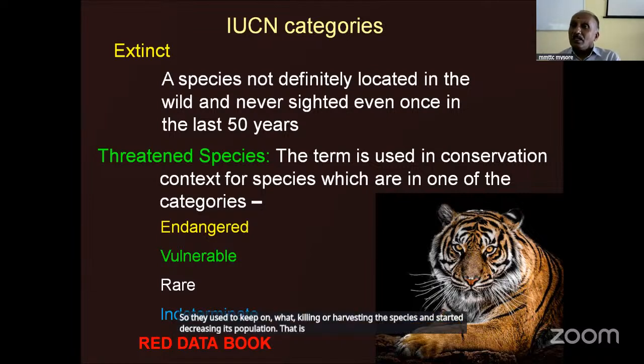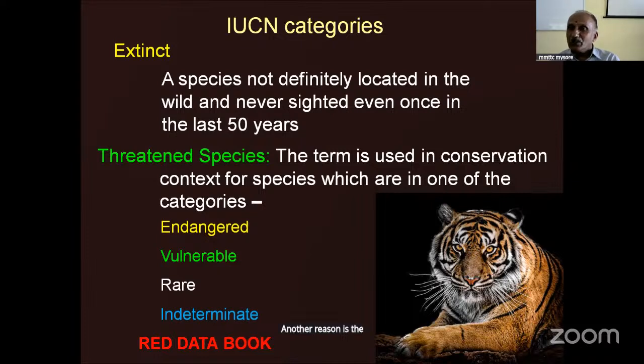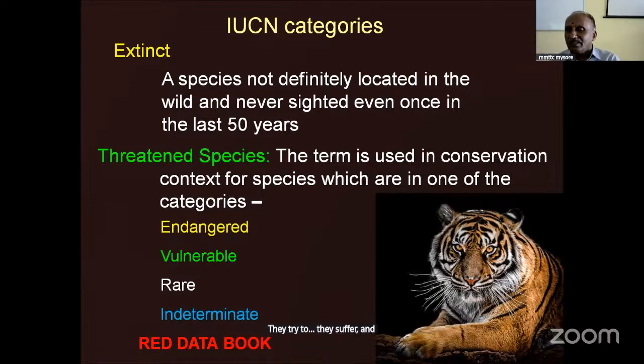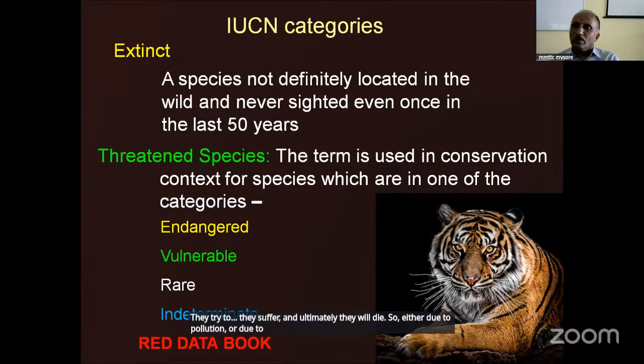That is number one. Another reason is pollution. When species cannot adapt or adjust to the changing conditions of the polluted environment, they suffer and ultimately die. So either due to pollution, or due to over-exploitation, or sometimes due to other reasons, or both these effects put together, the species may become threatened, endangered, vulnerable or rare. Now there are certain plant or animal species about which sufficient information is not available.